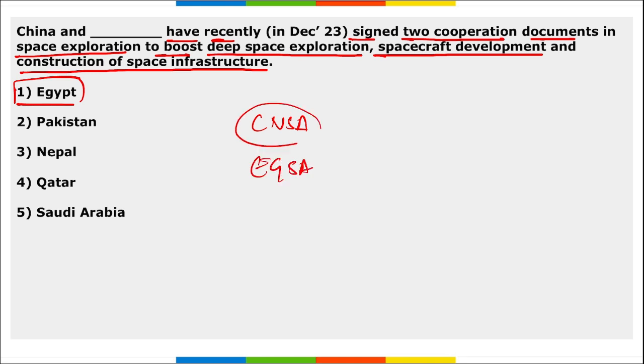Now what are they? CNSA is your China National Space Agency. It is the space agency of China. And EGSA is your Egyptian Space Agency. That is the space agency of Egypt.